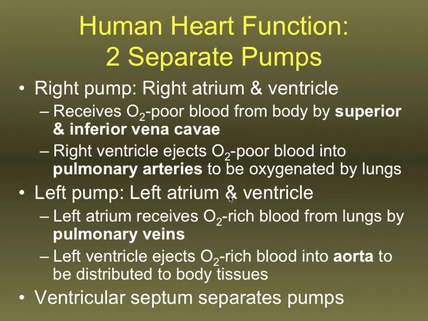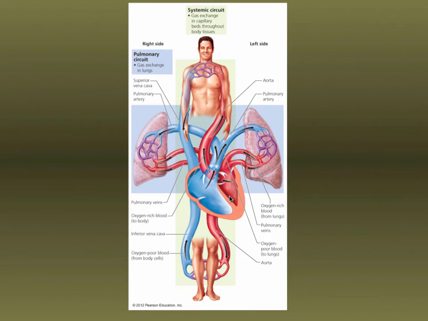Again, our heart, the mammalian and bird heart, is a four-chambered heart. There are two atria and two ventricles. The ventricle has what's called a septum, or a wall, or a divider that runs right smack dab down through the middle of it that separates the right ventricle from the left ventricle.